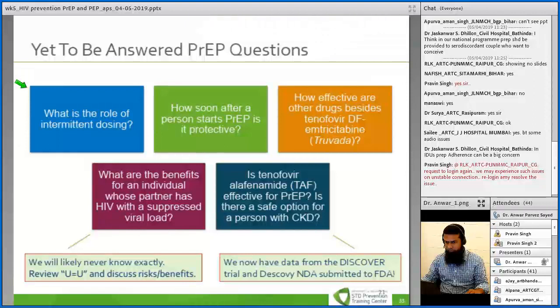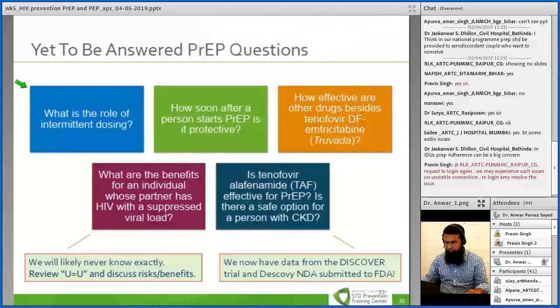So these are the questions which are yet to be answered. What is the role of intermittent dosing? If I don't want to take it every day, can I take it on alternate days or intermittent dosing, like 3 days a week or so? Then, how soon after a person starts PrEP is it protective?